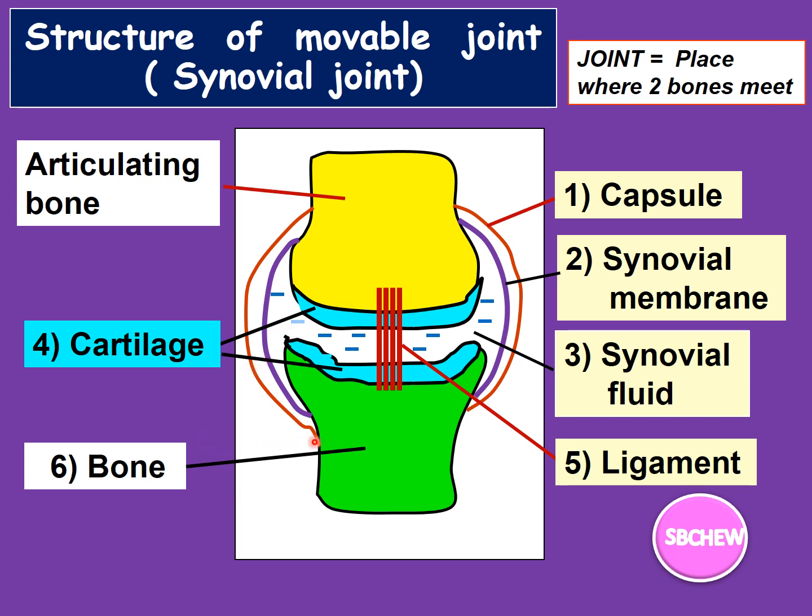Now, apart from that, we have the ligament, which connects the bone to bone. So this tissue, as we have learned, is tough and elastic or inelastic? Yes, it is elastic to allow some movement at the joint.